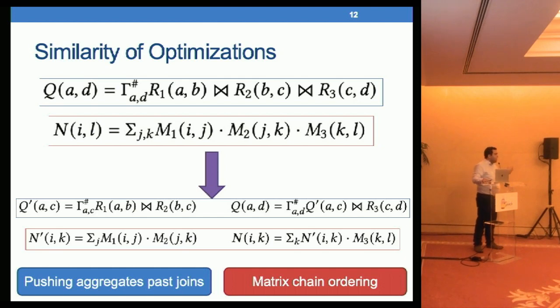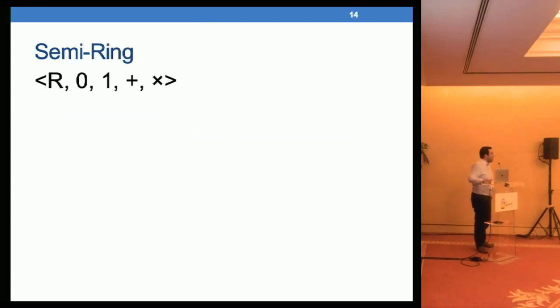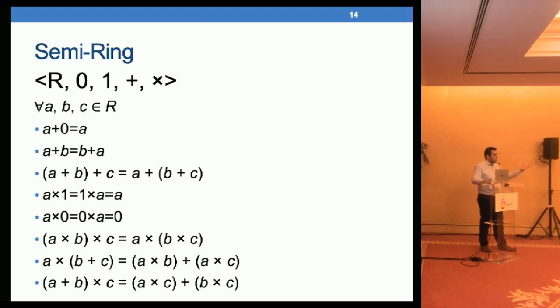And here in this work, we are introducing a new DSL, or intermediate language, called Semiring Dictionary Query Language, which we claim is going to bring these two communities together. So let's decipher this name. The first term is Semiring. What is a Semiring? It's basically a set with two particular elements and two binary operators, addition and multiplication. One of those particular elements is the identity element for addition, and the other one is the identity element for multiplication. So 0 is the identity for addition, and 1 is the identity for multiplication.